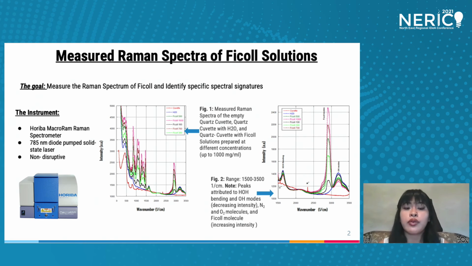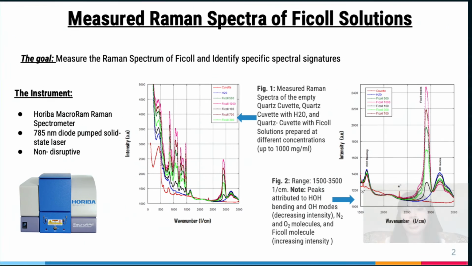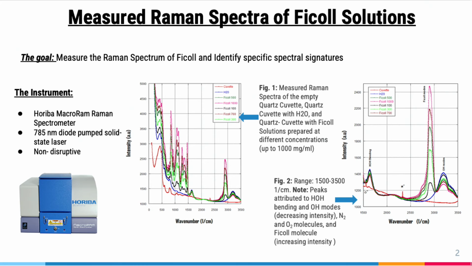Figure 1 displays the Raman spectra of the cuvette from H2O and the Ficoll concentrations. However, we're going to focus on figure 2 because it displays the same spectra of the previous figure, but the range has been zoomed to 1500 to 3500 wave number to avoid spectral contamination from the cuvette. Figure 2 also allows us to see the dissolved peaks from the nitrogen and oxygen, the peaks associated to H2O, and lastly, we can see some peaks that can be associated to Ficoll. We hope that we can use these peaks as signatures to identify Ficoll against other materials. Next slide.